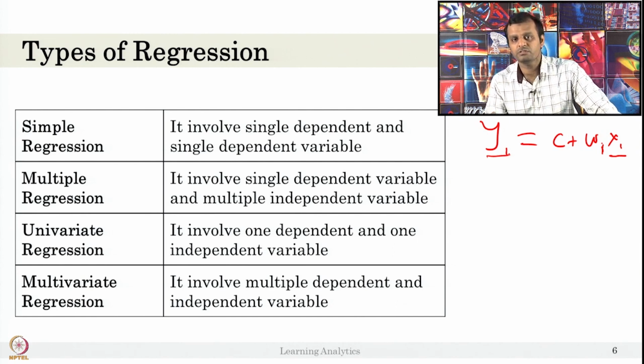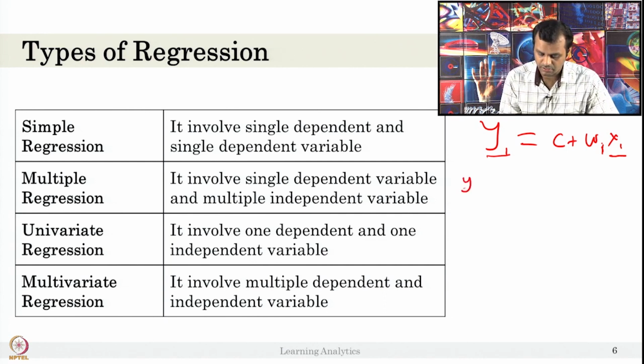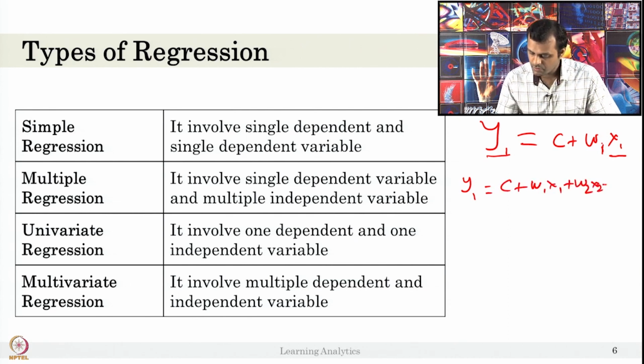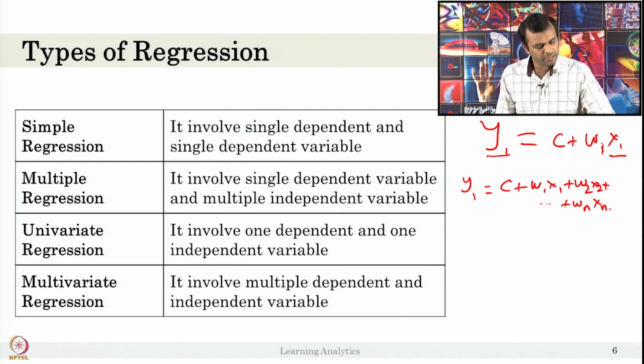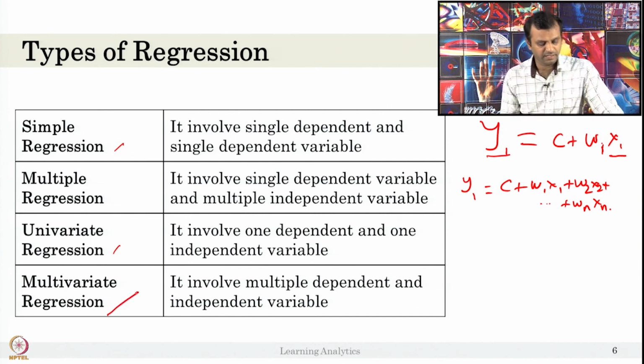In multiple regression, there is one dependent value, see here y1 equals intercept plus w1 x1 plus w2 x2, and this can go up to n variables. So, the number of independent variables can be many, that is the idea. Univariate regression and simple regression are the same, there is no difference, it is again one single independent variable. But let us think about the multivariate regression.